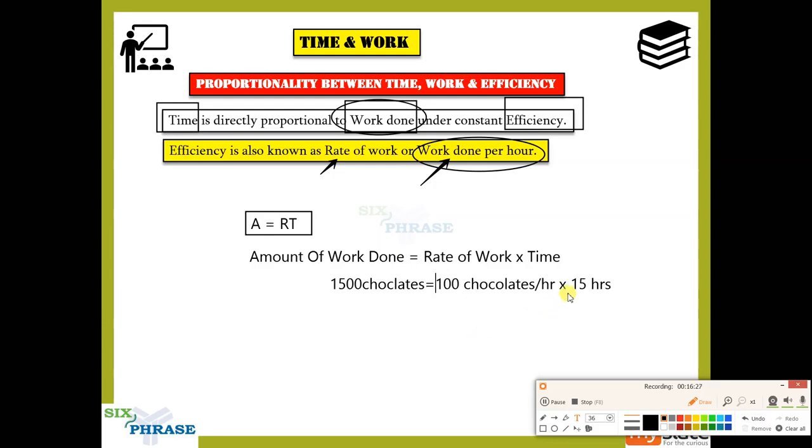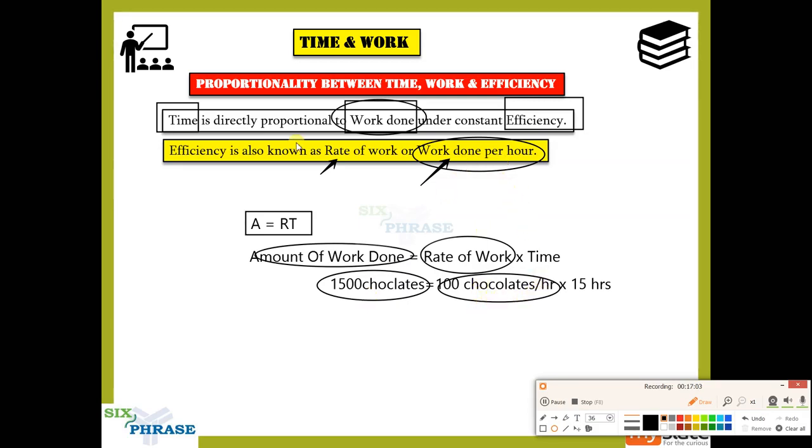So this is how I define the RT equation: amount of work done, rate of work, and time. Now this is why I said rate of work is different from amount of work done. 100 chocolates per hour is different from 1500 chocolates, right? So work done per hour is nothing but rate of work. Work done, to be precise, is eating 1500 chocolates. Work done per hour is 100 chocolates per hour.